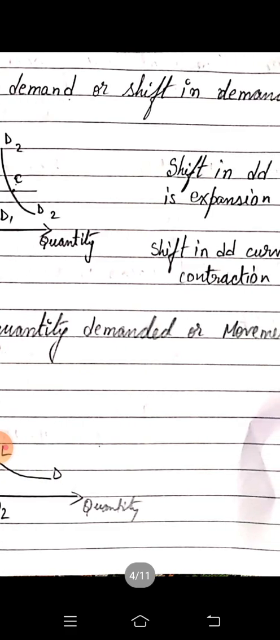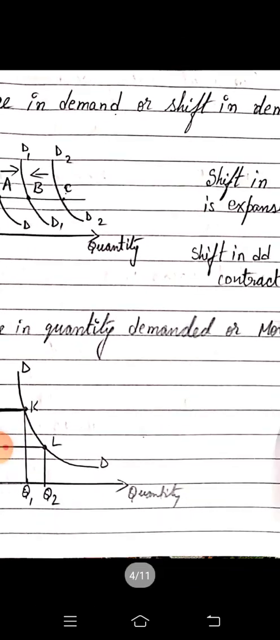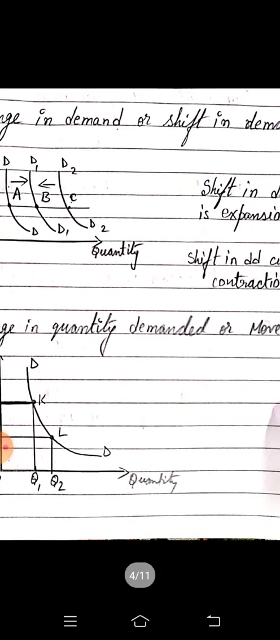This means that you can see the line, this DD is the demand curve and the points are K and L. So from K it is coming to L, right? From L it will again come down. So it is saying about the movement along the demand curve.